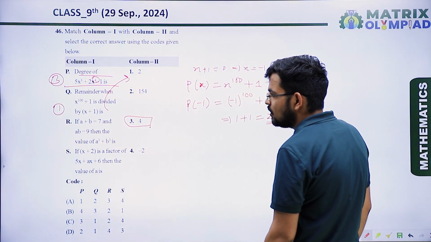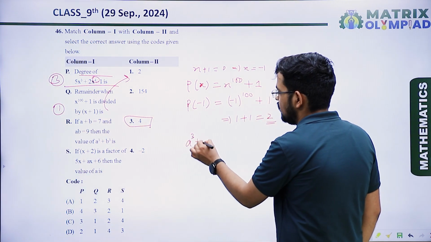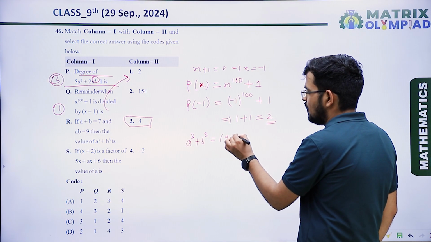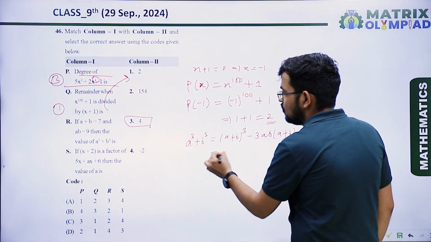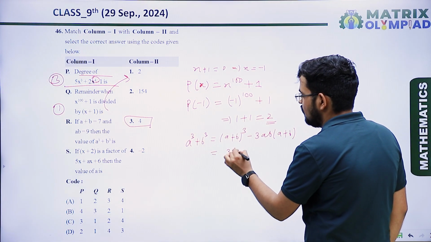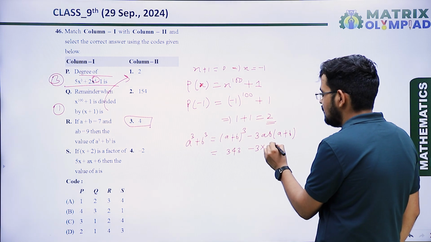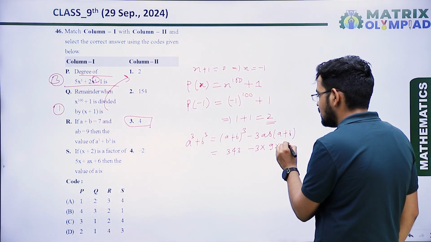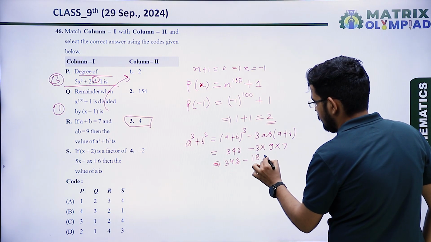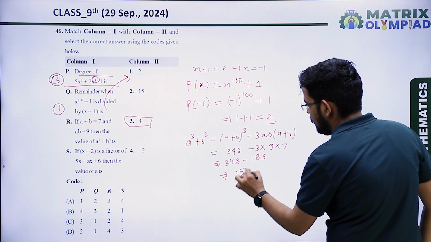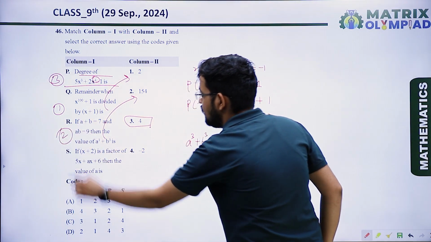R: if a plus b equal to 7, a dot b equal to 9, then a cube plus b cube. The formula for a cube plus b cube is (a plus b) whole cube minus 3ab(a plus b). So a plus b is 7, 7's cube is 343, minus 3 into ab, 9, into a plus b, 7. So it will be 343 minus 189. So you will get 154. So our answer is second, 154.